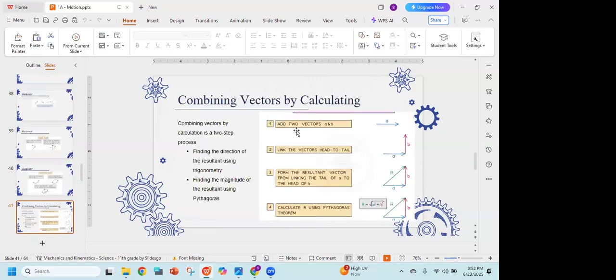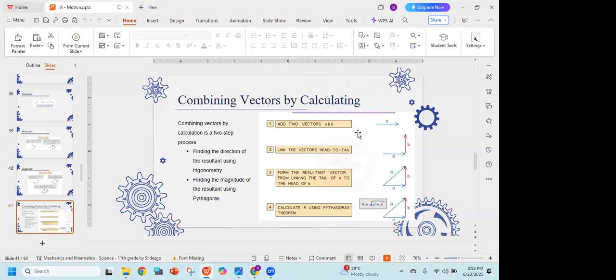So when it comes to the calculation method, this is how we do it. Combining the vectors by calculation is a two-step process. Step 1, finding the direction of the resultant using trigonometry. Remember that sine, cos, tan we were using? We are going to use that. Next is finding the magnitude of the resultant force using Pythagoras theorem. You all remember that the sum of the squares of both sides, the square root of it, is the resultant, the hypotenuse. So the same thing we are going to do here.